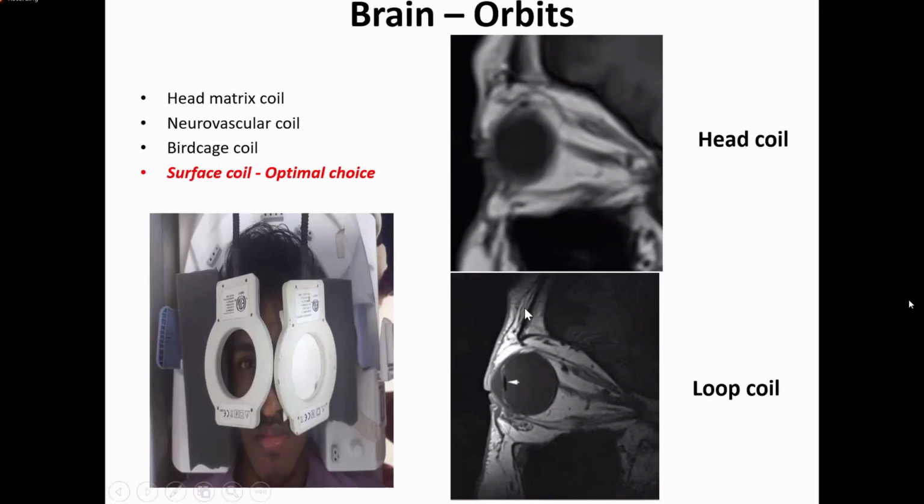Now, two images are put here. This is a conventional orbital imaging with a head coil. And this is using the loop coil or the surface coil. Now, this is how you need to position within the surface coils. But as you all know, you can't keep the coil touching the skin directly. So place a tissue paper over the eyes, cover it, and then place the loop coils like this.